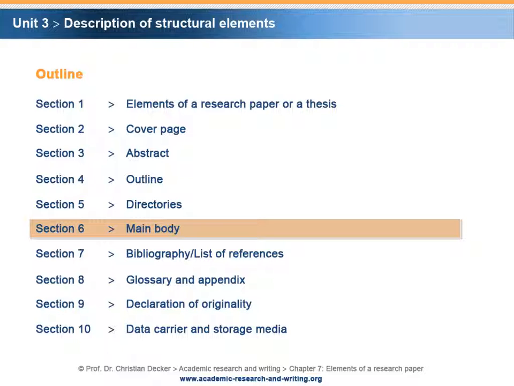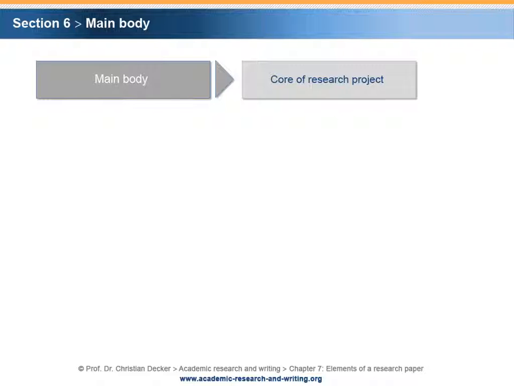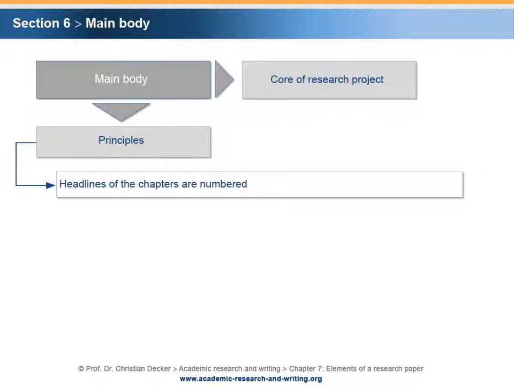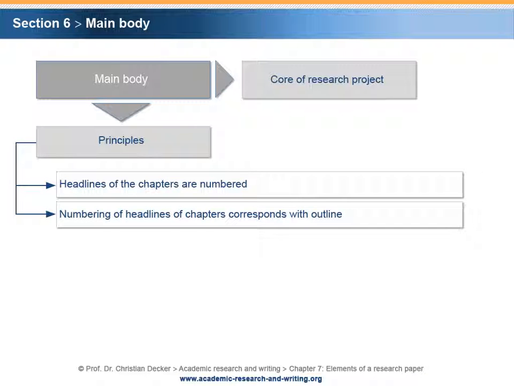Section 6. Main body. The main body is the core of a term paper or thesis project. Generally, the following principles have to be applied. The headlines of the chapters are numbered. The numbering of the chapters has to correspond, that is, to be identical with the numbering of the outline.